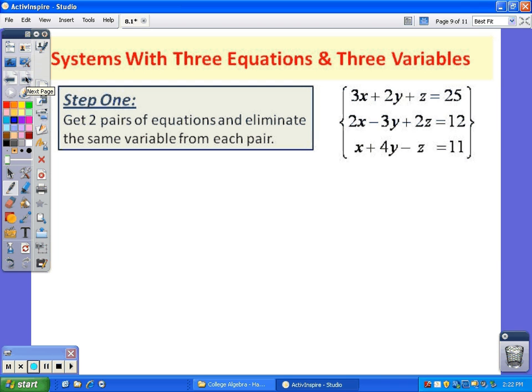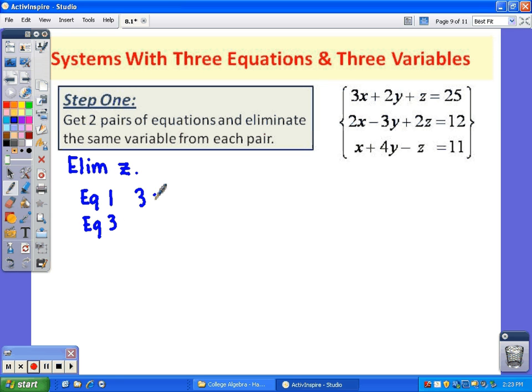Alright, so looking at our example here, first thing we need to do is decide what variable to eliminate. It's totally up to you, your choice. I'm going to eliminate the z. Now I'm going to work with equation 1 and equation 3 starting off, because if you'll notice, the z values in equation 1 and 3 are already opposite, so I'm not going to have to do any additional work.